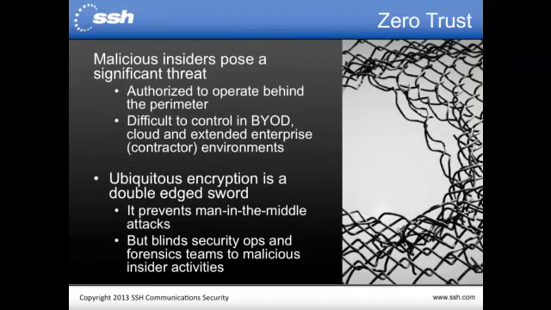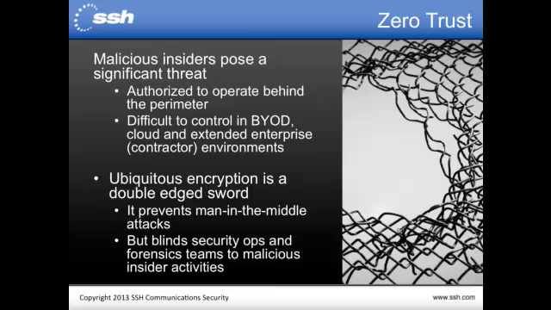When we start looking at this from a zero trust standpoint and insider activity, we know that malicious insiders pose a significant threat. They're authorized to operate behind the perimeter, and it's very difficult to control in a BYOD, cloud and extended enterprise environment. This is especially important when contractors are involved. I think that was the case with Snowden. That's actually the case broadly with the government. And in fact, for a lot of IT organizations, there are a lot of contractors out there as well.